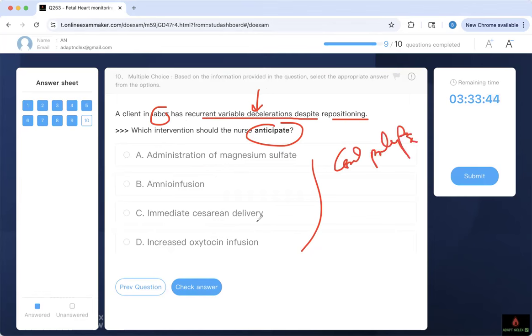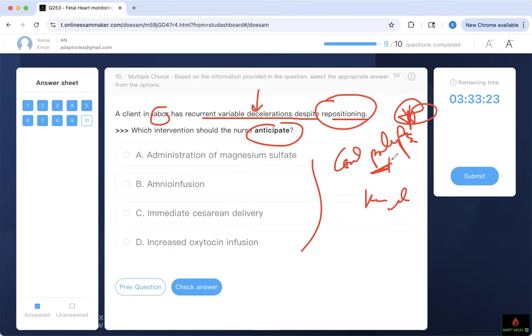I don't see cord prolapse here. If there's a cord prolapse, what do you do? You need to change position, right? But we've already done the repositioning. The baby still has variable deceleration. That tells you it's not the cord prolapse causing the problem. There may be something else causing the variable deceleration.